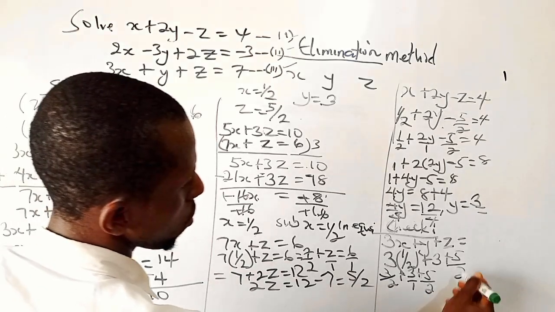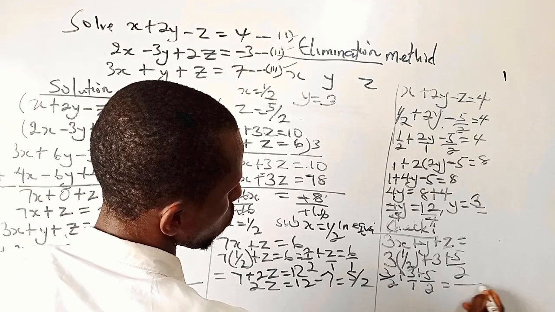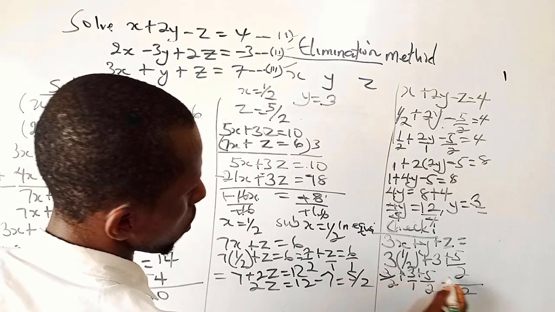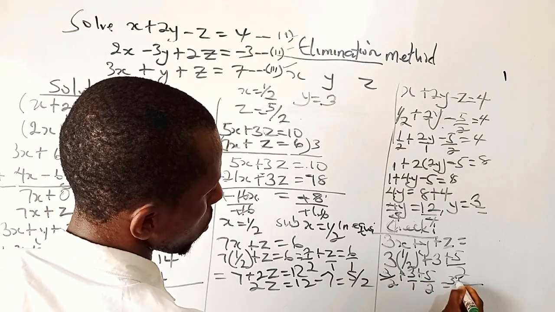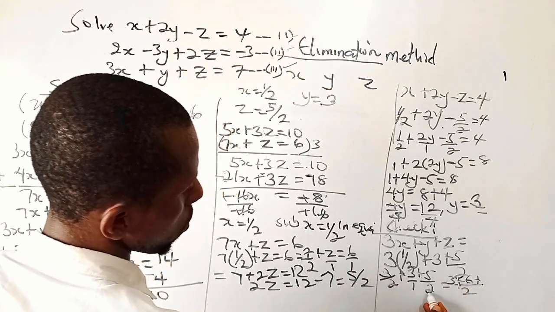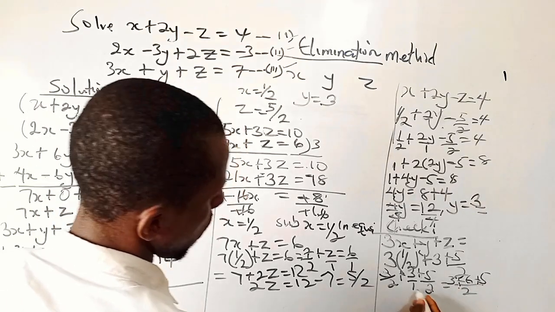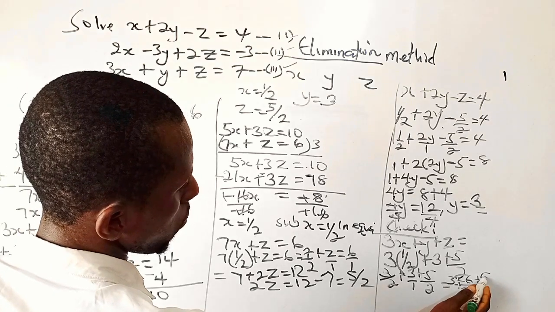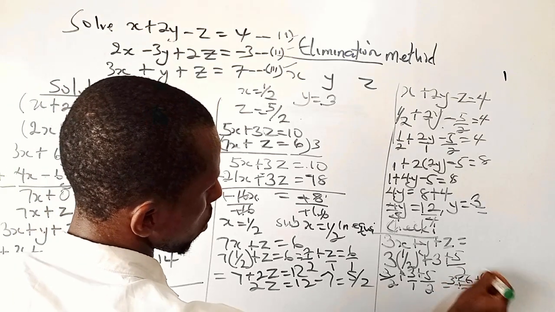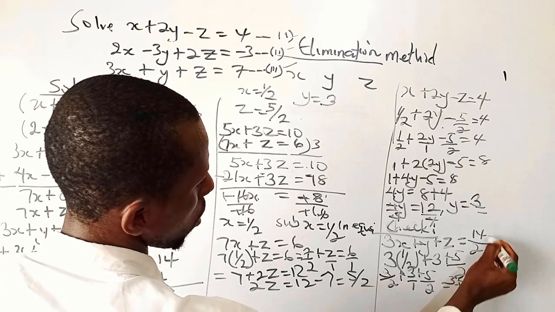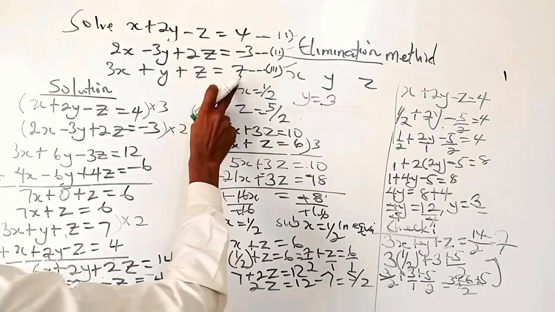So when you solve this using the LCM method, this is 2, so this gives you 3, plus this one is 6, plus this one is 5. So when we add this together, we have 3 plus 6 is 9, 9 plus 5, I have it to be 14. 14 divided by 2, I have it to be 7.